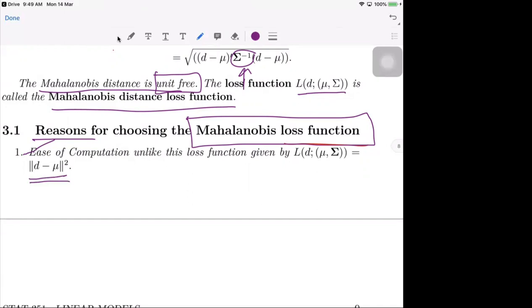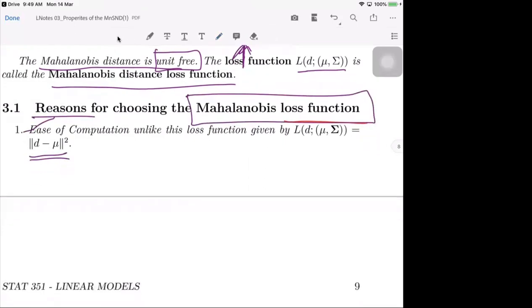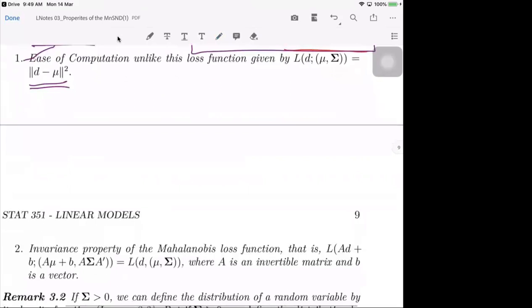Unlike a loss function which is just the difference between D and U without standardizing it, it is better if you standardize rather than just getting the difference.